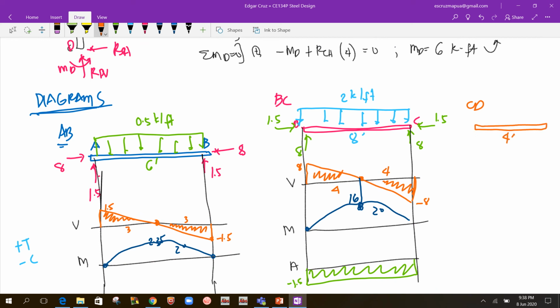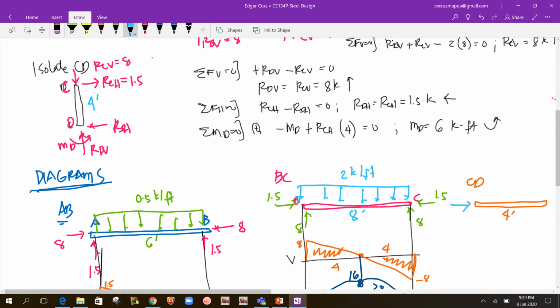So, ano yung mga forces? Dito meron siyang RDV. Ito yung RDV. So we have RDV. RDV is how much? RDV is 8.